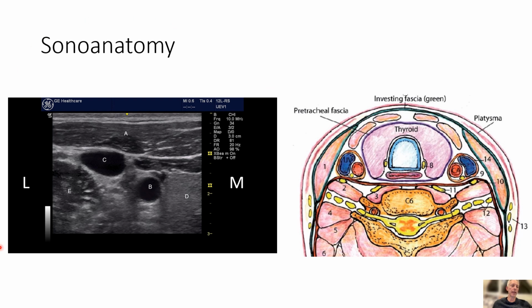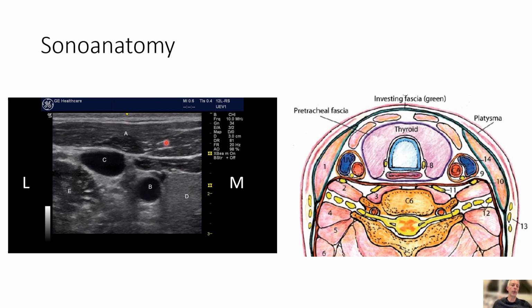When we look at the image here on the left, we can see that the probe is on the right aspect of the neck. The lateral aspect of the neck is over here, and the medial aspect of the neck is over here. This is the common carotid artery. Just superficial and lateral to the common carotid artery is the internal jugular vein. Just superficial to that is the sternocleidomastoid.